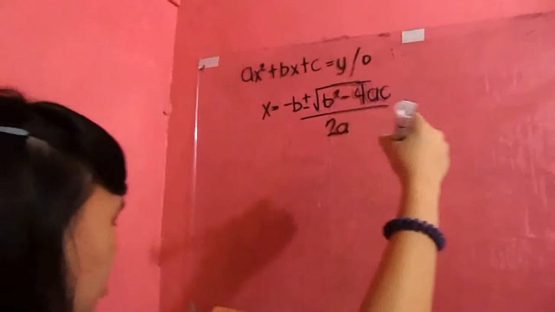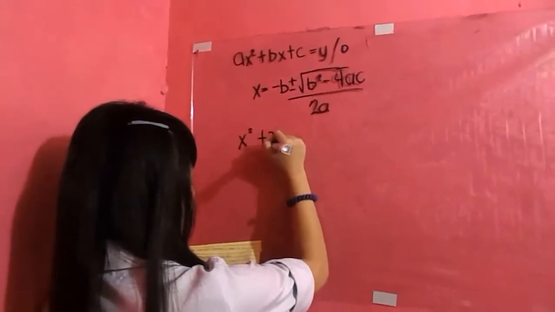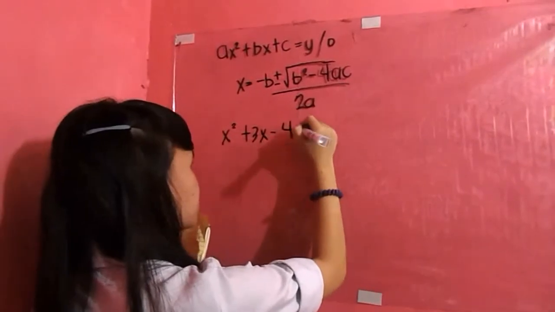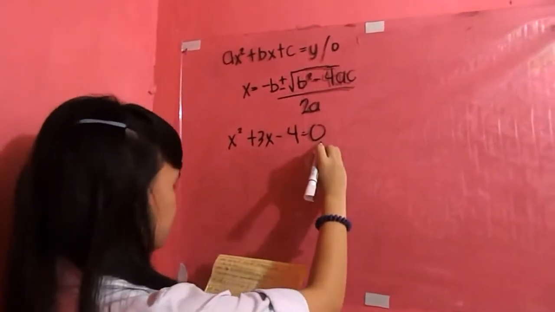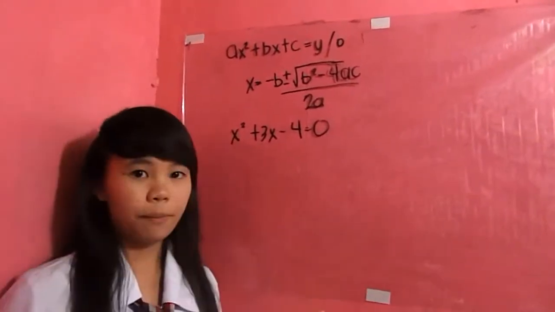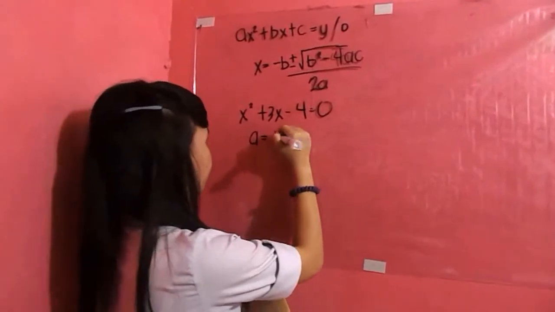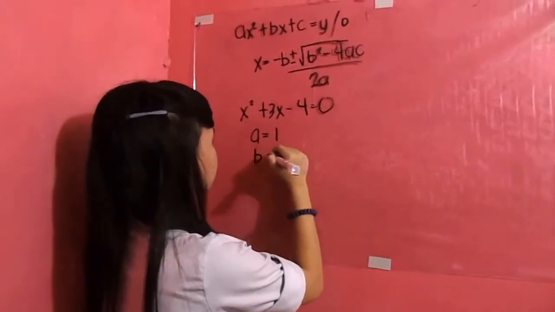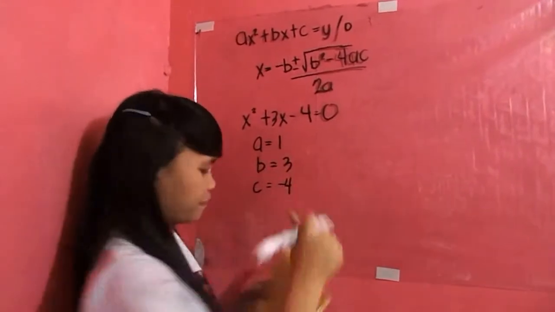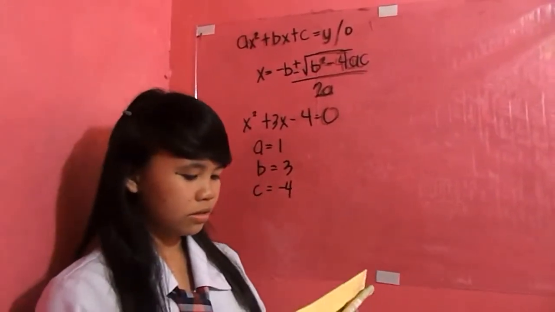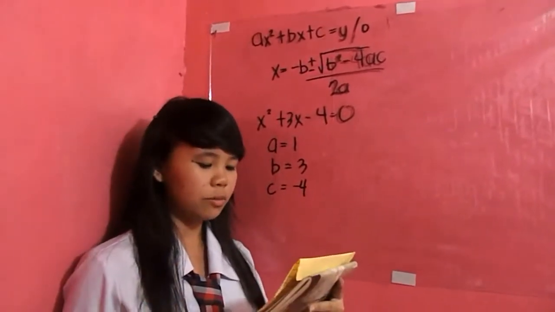So from here, I'm solving x squared plus 3x minus 4 equals 0. I'll find y equals 0. In my given example, a equals 1, b equals positive 3, and c equals negative 4. So all you want to do is plug these into this formula for solving x.